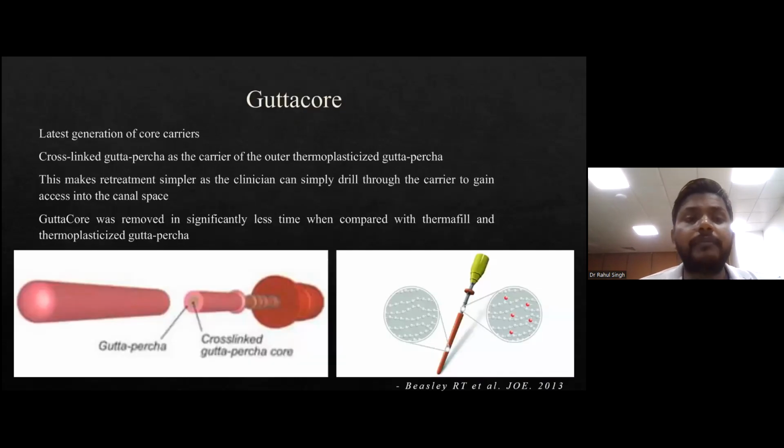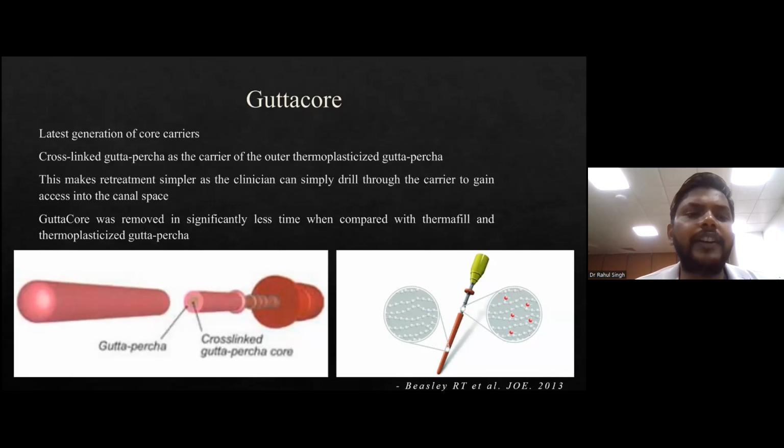Coming on to the GuttaCore. Now, as we are using different cores, we have used metal cores, we have used plastic cores. Now the authors have designed cores where the core is nothing but cross-linked gutta percha only. So it is the latest generation of core carriers in which the cross-linked gutta percha is the carrier of the outer thermoplasticized gutta percha. So there is a cross-linked gutta percha, and on that thermoplasticized gutta percha is coated.